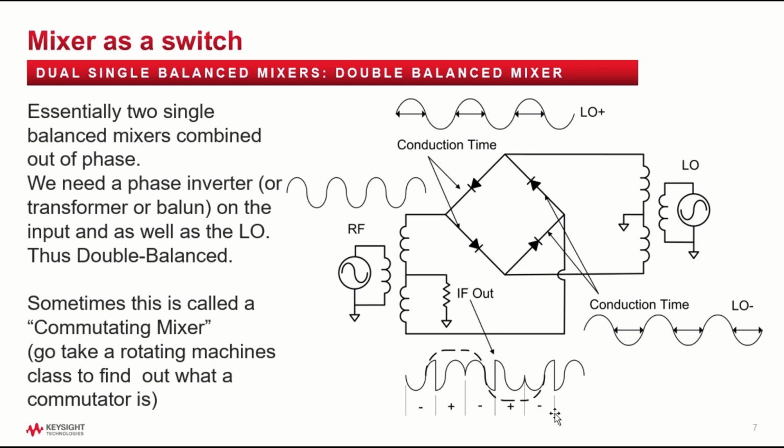So this is kind of a representation of what will come out if I chop the RF signal over the positive side. Then during the negative conduction, the RF signal is essentially inverted, and then during the positive next half cycle, the RF signal is chopped again. And sometimes they call this a commutating mixer. If you don't know what a commutator is, you can do what I did. Go to Oregon State University and take your electrical rotating machines class, and then you'll know what a commutator is.